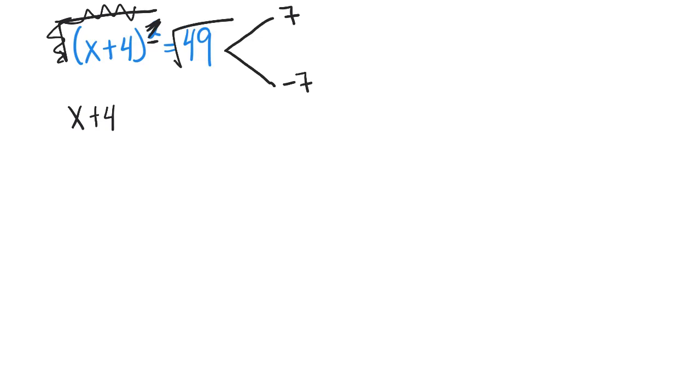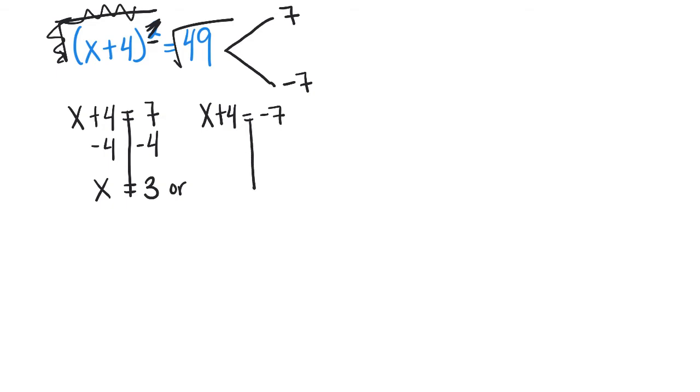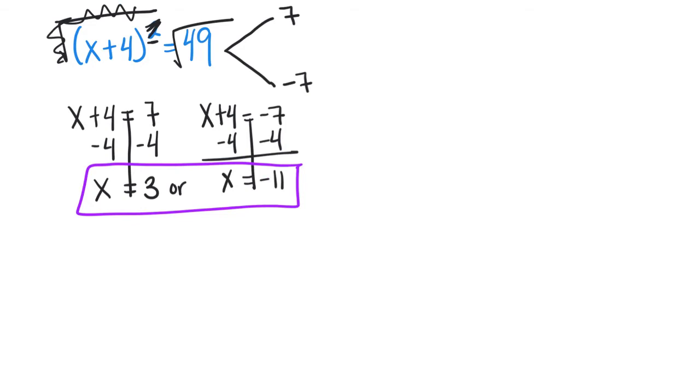So we're going to set our x plus 4 equal to our positive 7 and our x plus 4 equal to our negative 7. Here we're going to solve for x by simply subtracting 4 from both sides and getting x equals 3, or solving the second equation where you subtract 4 from both sides and get x equaling negative 11. Here are our two possible solutions. Now, after seeing two perfect square equations, I would like you to try another one on your own.